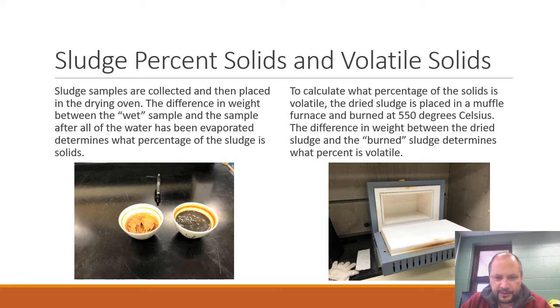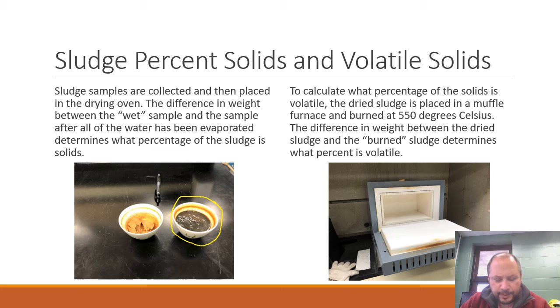Sludge percent solids and percent volatile solids. This test is done with a dish. We would put a sample of, let's say, raw sludge, which would be this dish on the right, in a dish.